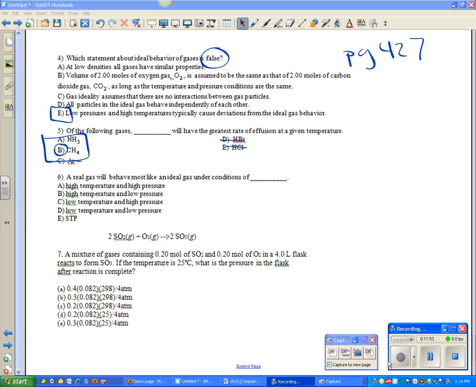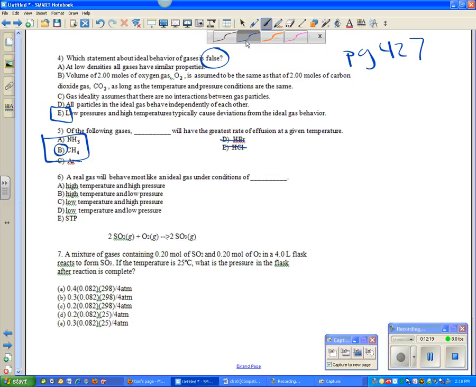All right, number 6 is just really like number 4. It says a real gas will behave most like an ideal gas under the conditions of, so it's the opposite of number 4. We're looking for a high temperature and a low pressure. So 6 should be B, and let's talk about why.